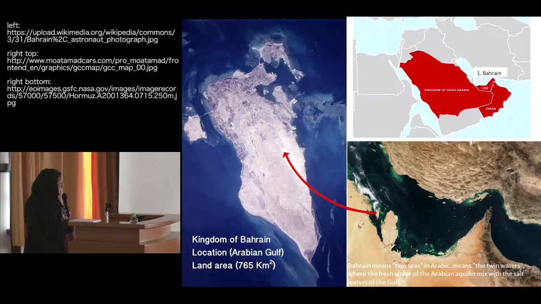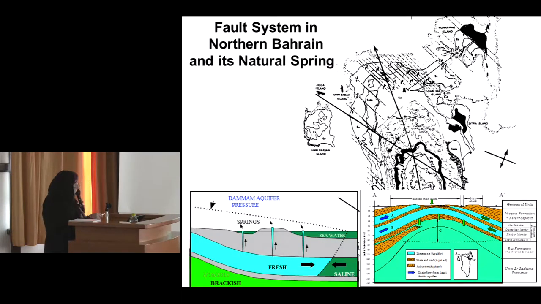Bahrain, Kingdom of Bahrain, is located in the Arabian Gulf, and the land area is 765 square kilometers, and the name of Bahrain means the two seas. One is the fresh water that meets the seawater. So in Arabic, Bahrain means two seas, and this is because of the structure of Bahrain, which is a domal structure, in which it has in the northern part a lot of fractures that reach the aquifer, and this caused the water to flow as natural springs.